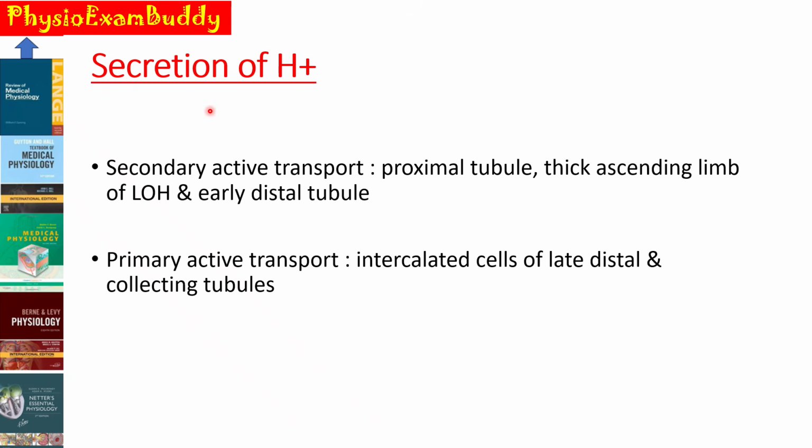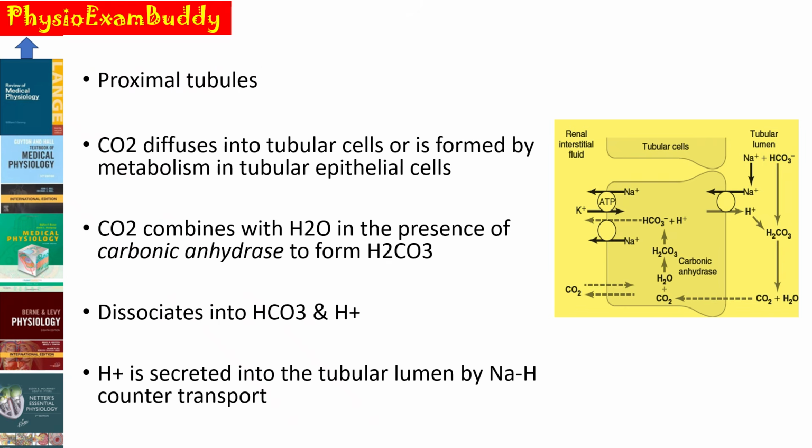First of all, we will see the secretion of H plus. The mechanisms involved mainly include a secondary active transport, mainly in the proximal tubules, thick ascending limb of loop of Henle, as well as in the early distal tubule. Whereas in the late distal tubule, mainly in the intercalated cells as well as in the collecting tubules, the secretion of H plus occurs by means of a primary active transport.